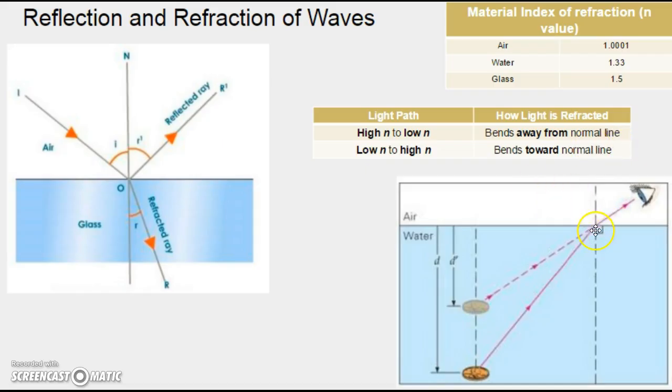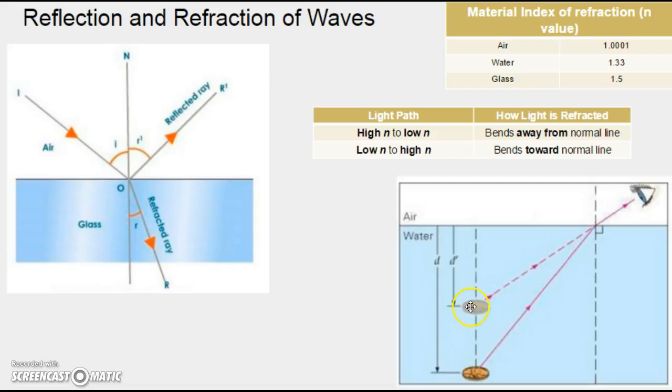So let's apply that. Let's say we look into a body of water and we see this penny, or this could be a fish. That's because the light is reflected off of the object, and it refracts as it goes from a high N value to a low N value of air. If it goes from water to air, remember the photon is bouncing off of this. We are going to view it as if it was here.